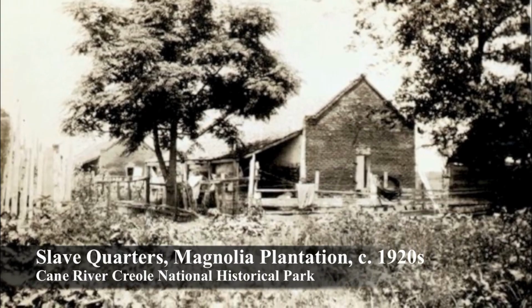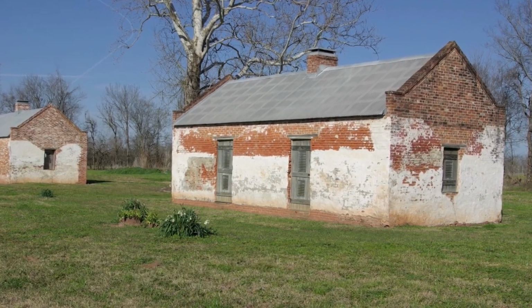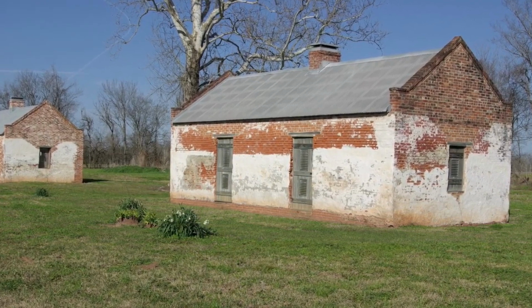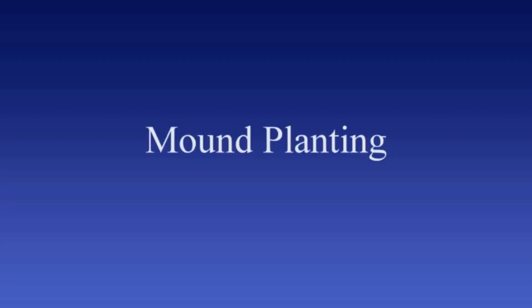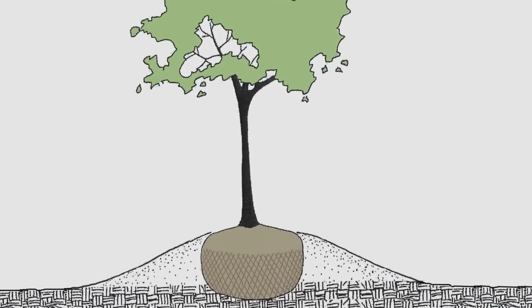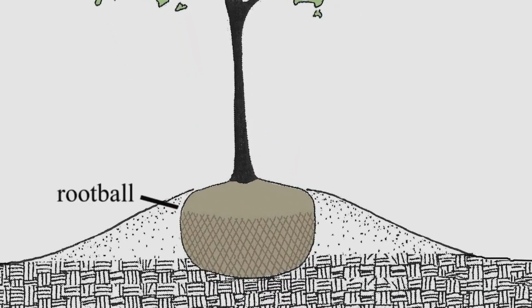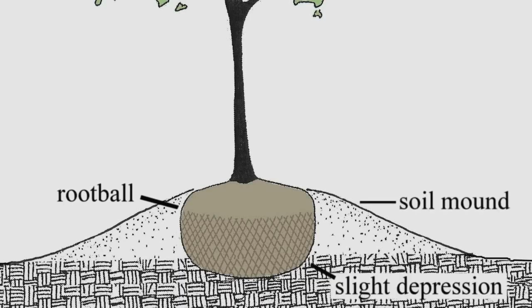We are going to be demonstrating 2 methods that minimize potential damage to historic features. The first demonstration will be mound planting, a technique that is effective for replacing trees in locations where it is necessary to minimize ground disturbance. This method mounds soil around a root ball that is placed in a slight depression in the existing grade and does not require digging a deep planting hole.